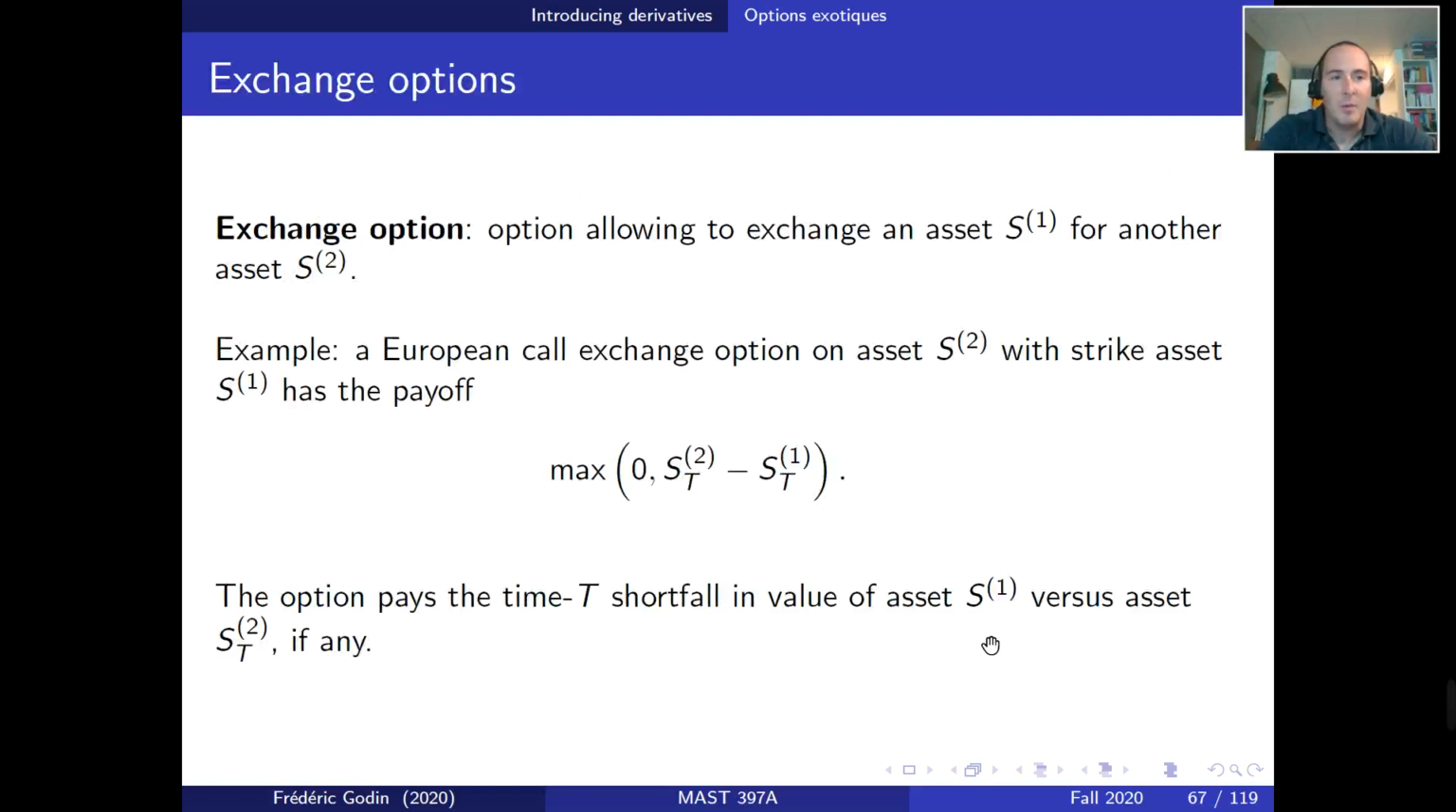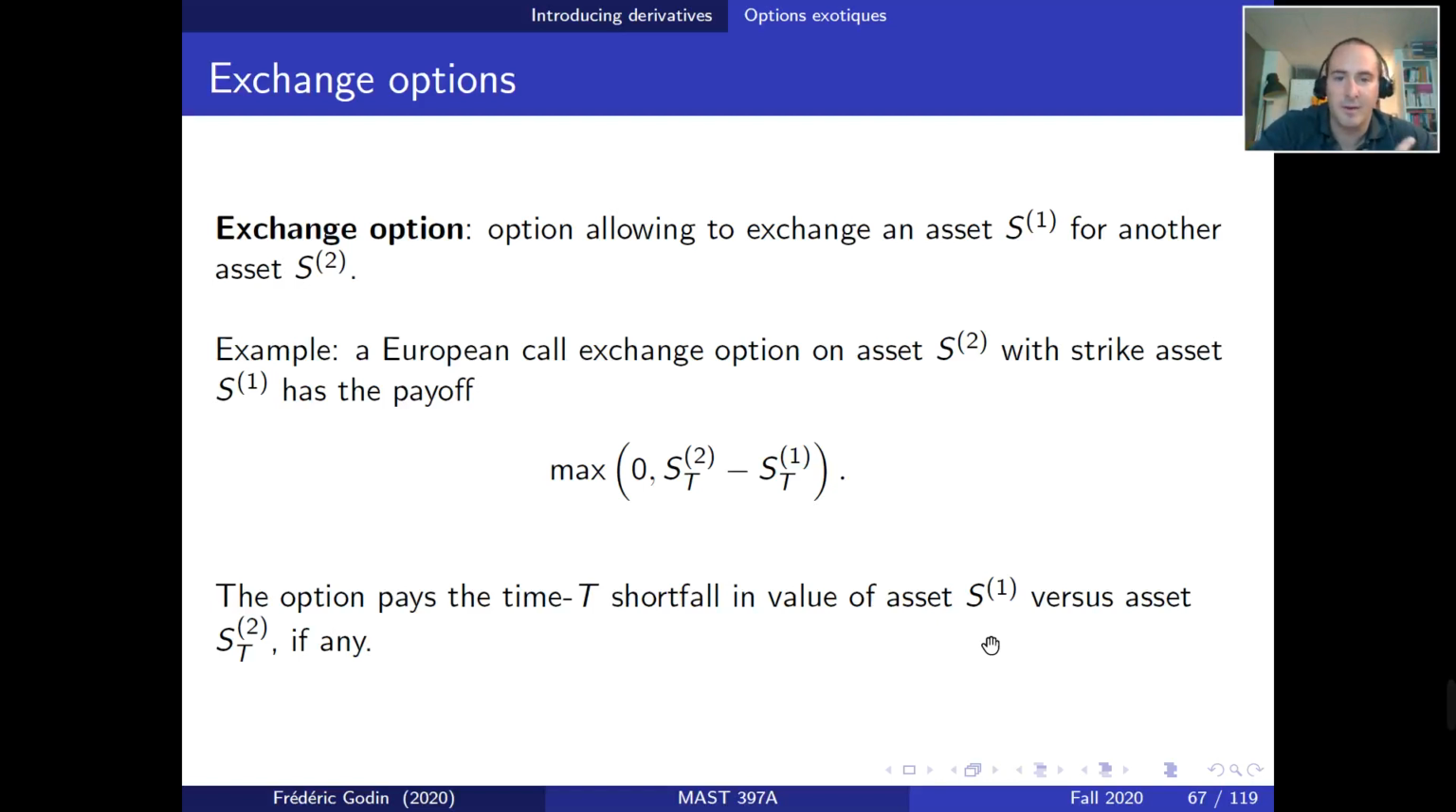You also have what we call exchange options. Exchange options involve exchanging one asset for another, instead of exchanging an asset for a given amount of money, K. In that case, the strike price is replaced by some other asset. For example, in an exchange option, if you're the buyer, you're allowed at the maturity date to receive an asset S2 and give an asset S1.